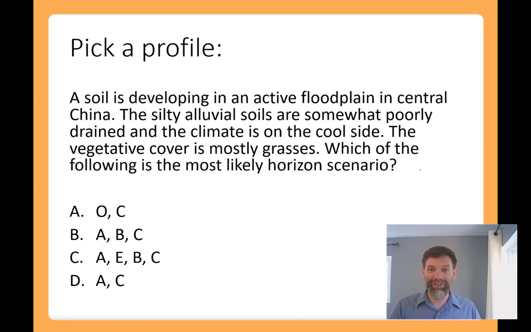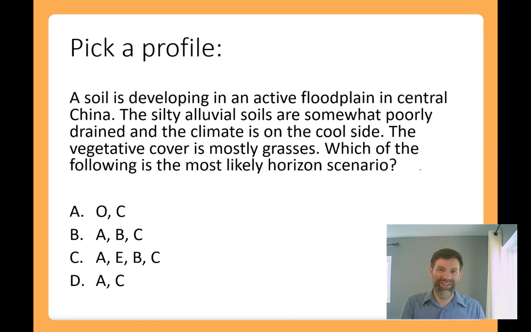soil developing in an active floodplain in central China, silty alluvial soils that are somewhat poorly drained, climate is on the cool side, vegetative cover is mostly grass. So create that mental image. I've given you 4 options for horizon scenarios. Starting at the top, option A is an O horizon on top of a C. Option B, an A over a B over a C. Option C, A, then E, then B, then C, or D, an A and then a C. So which one of those horizon scenarios is most likely?